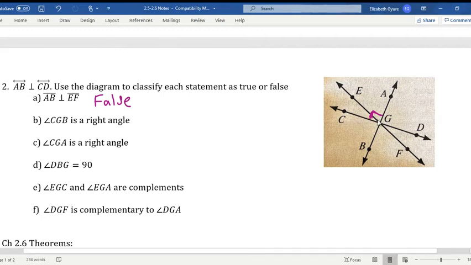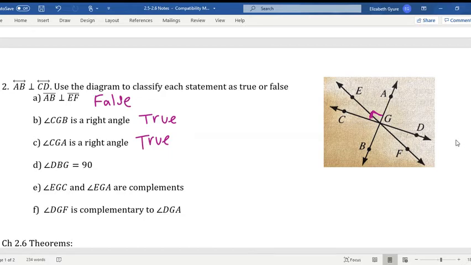Angle CGB is a right angle. Is angle CGB a right angle? Ella? That is absolutely true. I'm confused though. My right angle symbol wasn't there. How are you sure? Right, absolutely. That's still formed by those two perpendicular lines. So all four of those will be right angles. Very good. Angle CGA is a right angle. I see Sebastian nodding his head over there. Yes, this is true. This one's absolutely true for the same reason the other one was true, because those are still formed by those perpendicular lines.